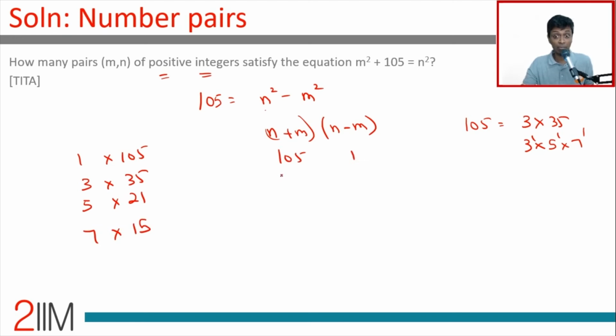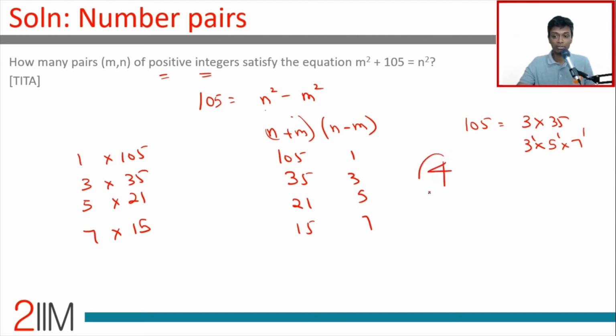Remember, n plus m has to be greater than n minus m. N and m are natural numbers. N is greater than m. This has to be greater than this. So we need to worry about only 105 into 1. We don't have to worry about 1 into 105. Likewise, 35 into 3, 21 into 5, 15 into 7. Four different combinations. Each of them will yield a pair of positive integers.